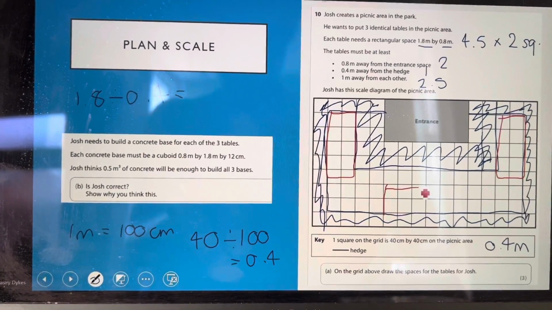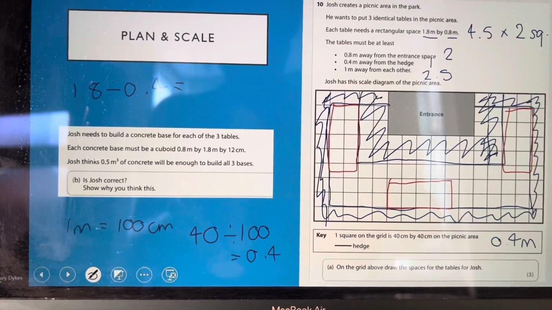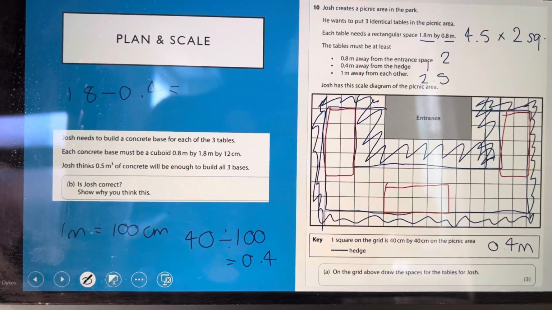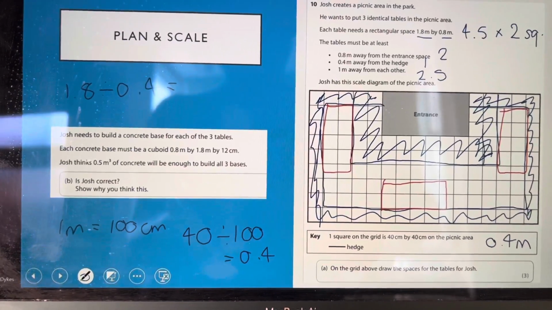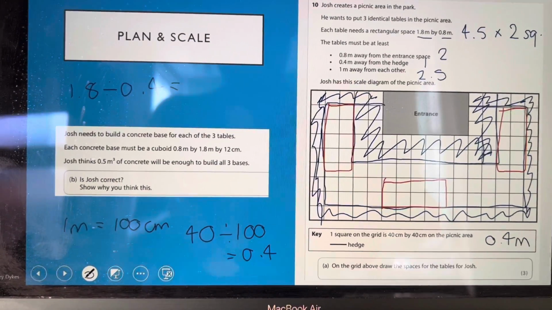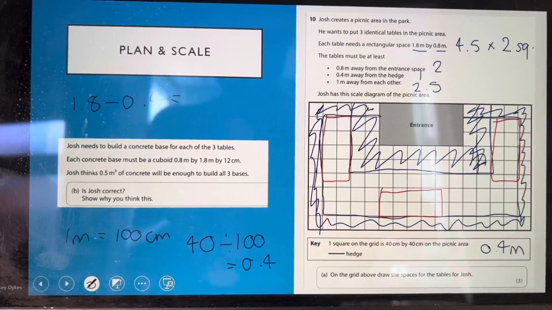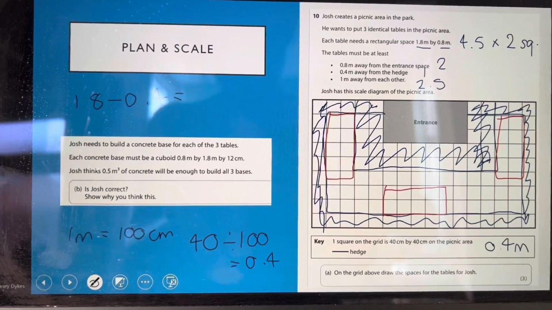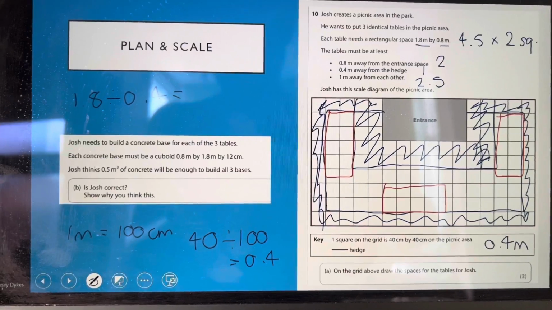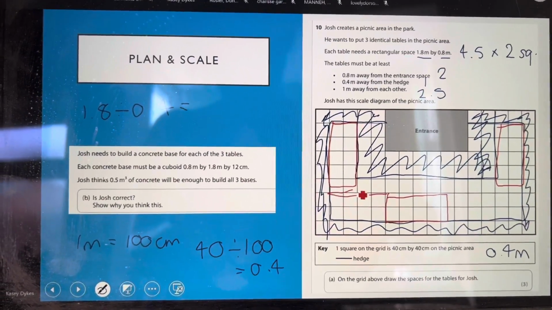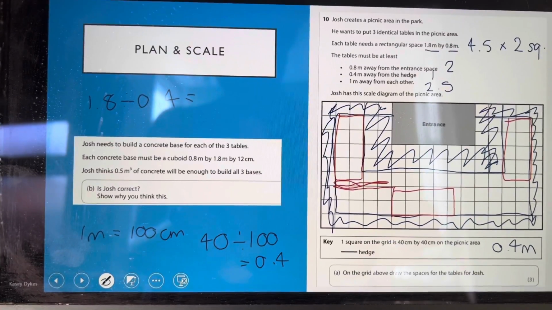2 squares by 4.5. Again, it doesn't matter what way round your tables go. It doesn't say anything about that in the question. I've got 3 tables and they're all at least 2.5 squares away from each other. So you can see on the bottom there, I've drawn it. There's 3 squares available, but I've drawn it towards the bottom because that way there's a gap here of half a square, so I can fit it in.